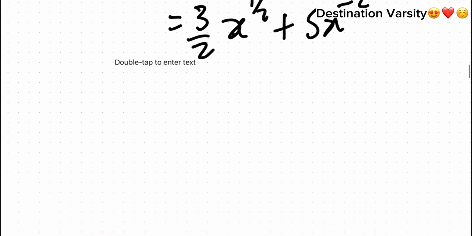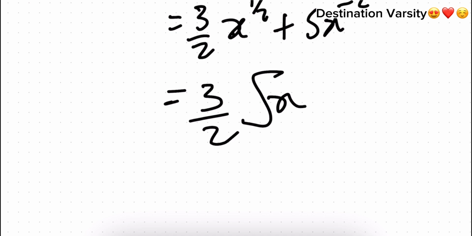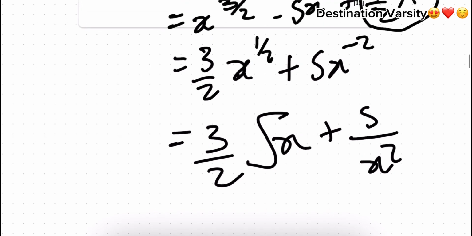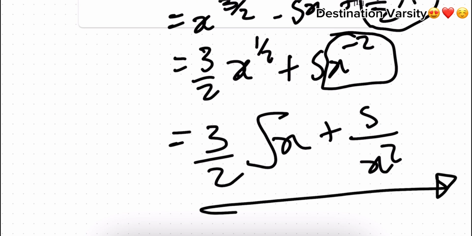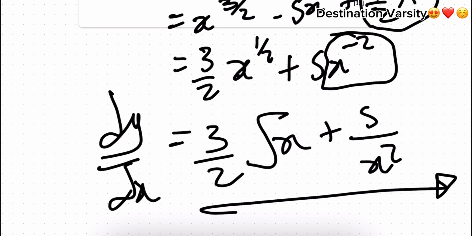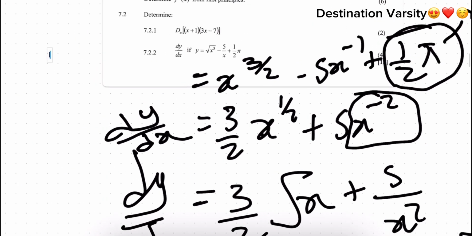In standard format, again, it's going to be 3 over 2 root x, then you can also have plus 5 over x squared, because you don't need a negative exponent. Your answer should be nice, it should look cute, and that is your dy over dx.